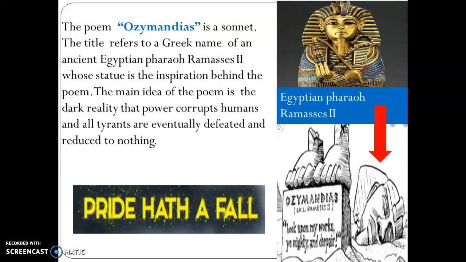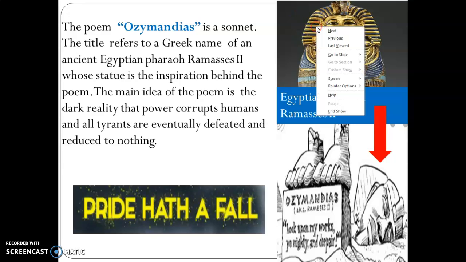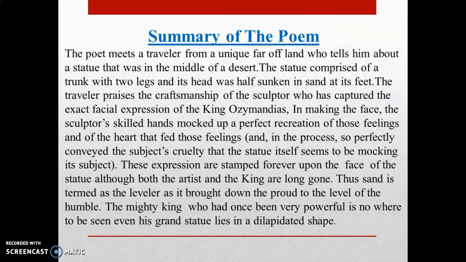The main idea is the dark reality that power corrupts humans and all tyrants are eventually defeated and reduced to nothing. Or we can say the main theme of the poem is pride hath a fall. The summary of the poem. The poet meets a traveler from an antique far-off land who tells him about a statue that was in the middle of a desert. The statue comprised a trunk with 2 legs, and its head was half sunken in sand at its feet.